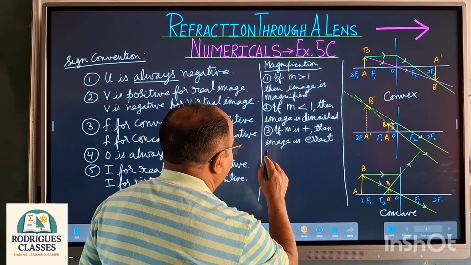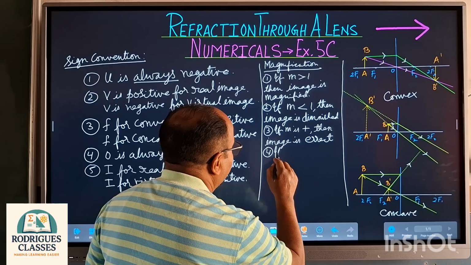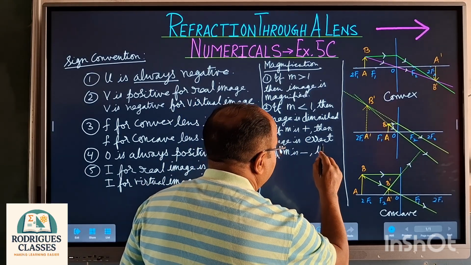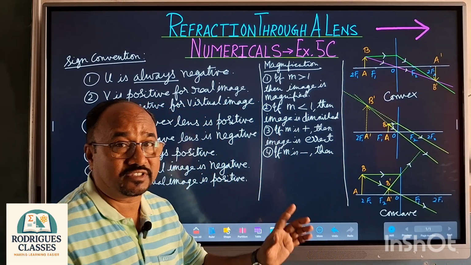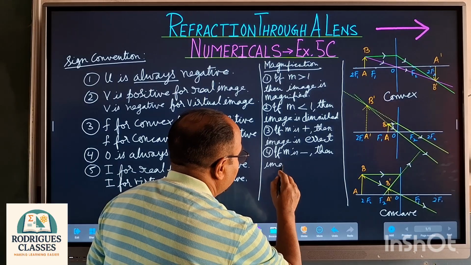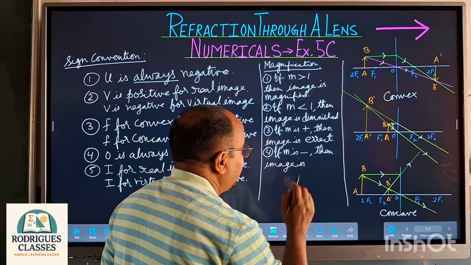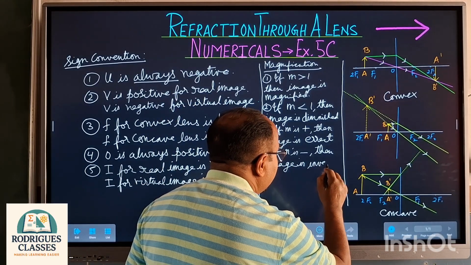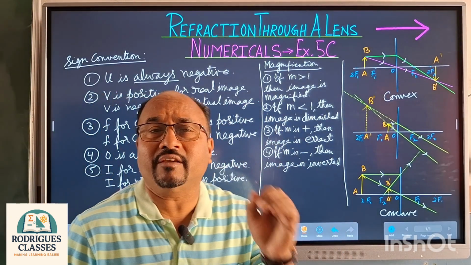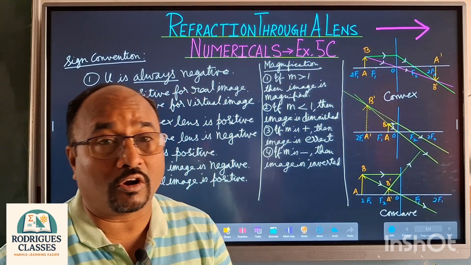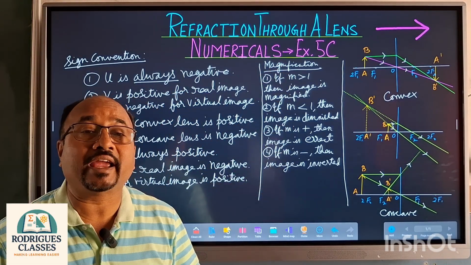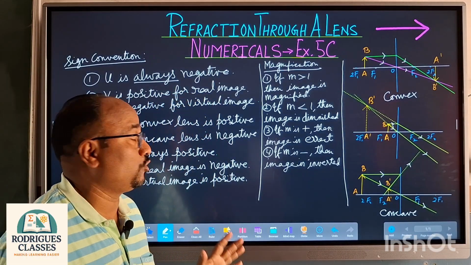Then the last one coming here: if m is negative, and remember this is a negative sign, not a dash, then the image is inverted. Okay, image is inverted. These are four very, very important things. It will help you a lot, so you should remember this. I suppose what the magnitude and the sign are deciding is clear to you.